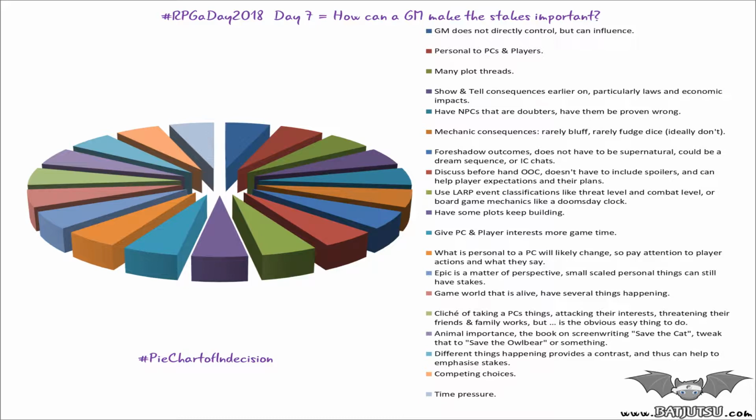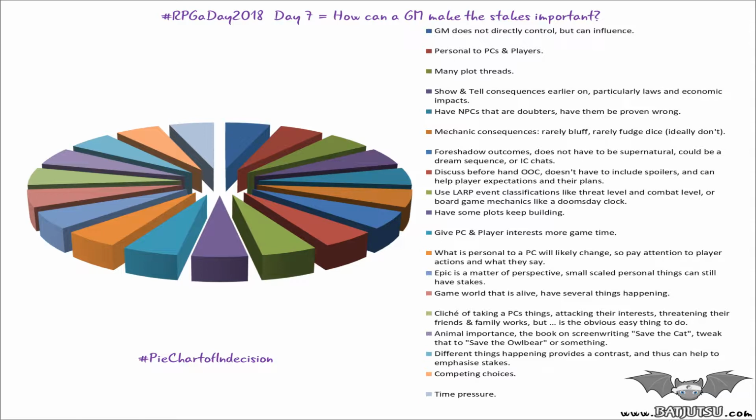Consider the importance of animals. Not everyone responds to their things being taken or the family being threatened. Some people are more animal focused. Take a sort of a hint from the book on screenwriting, Save the Cat, maybe tweak it to Save the Owlbear. Different things happening provide a contrast, and thus can help to emphasise stakes.